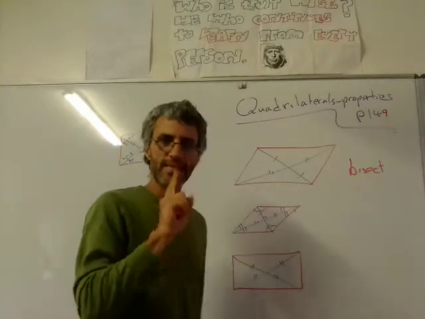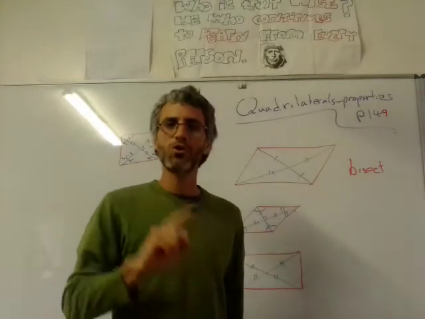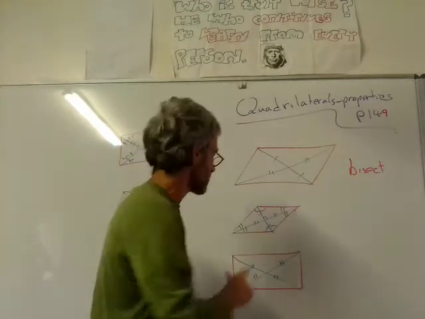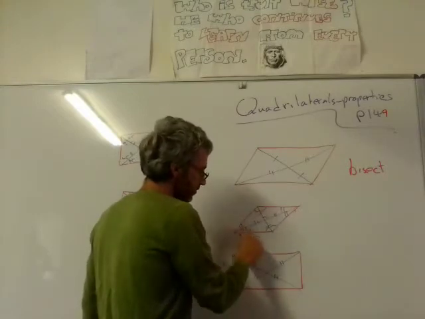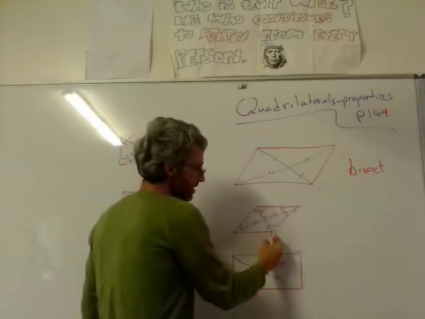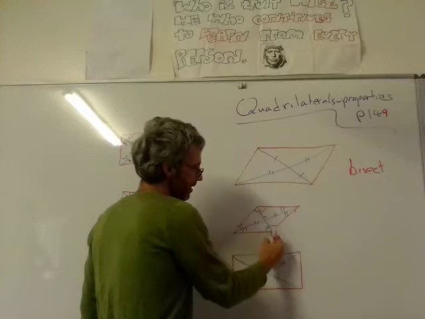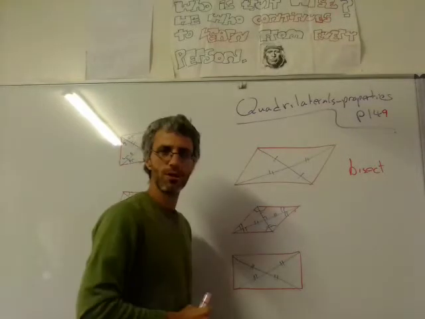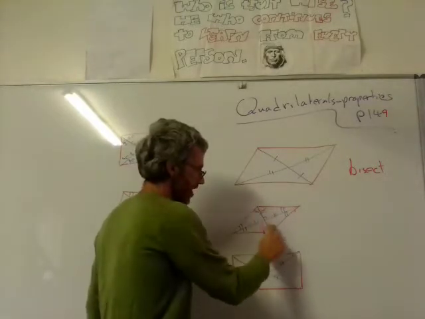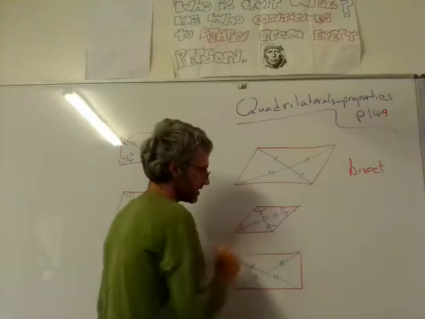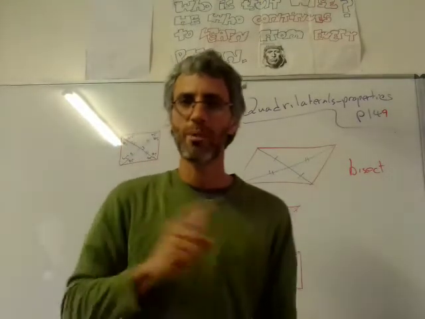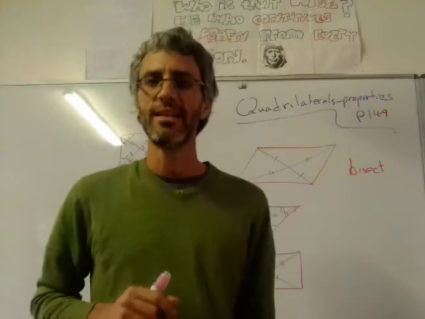But the diagonals bisect not just each other, they also bisect the angles themselves, the interior angles. These are the angles of the rhombus. And you can see that these diagonals halve the angles. So this is equal to that, that is equal to that, that is equal to that, that is equal to that. So the diagonals not just bisect each other, they also bisect the angles.